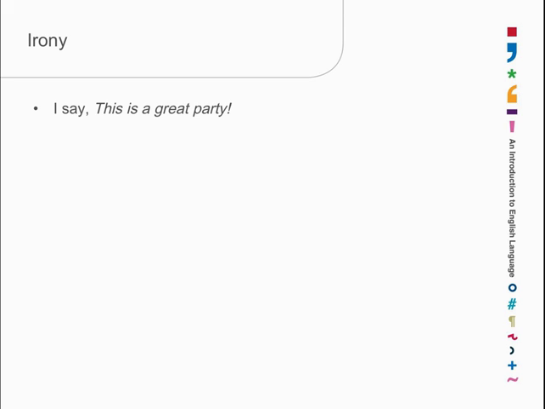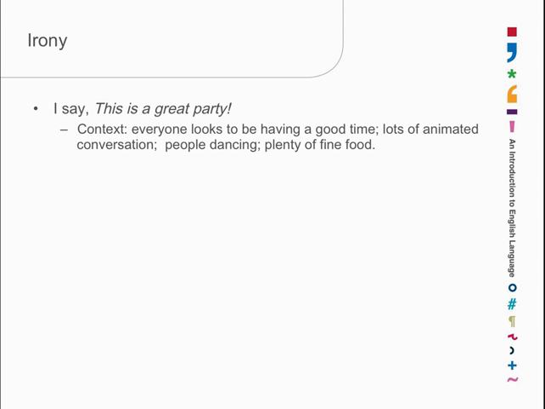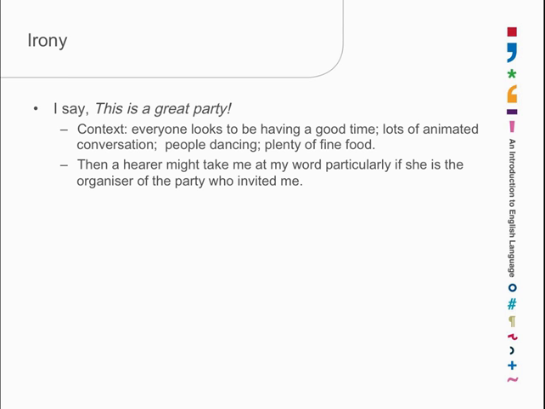Let's suppose I say to somebody that I'm at a party with, "This is a great party." Okay, here's a context. Everyone looks to be having a good time. Lots of animated conversation. It's warm, people are dancing, there's plenty of fine food. Well, what's the hearer likely to take me to be saying? Well, they're likely to take me at my word. You say to the organizer of the party who invited me, "This is a great party," because in the context, that's the sort of party it seems to be, a great party.